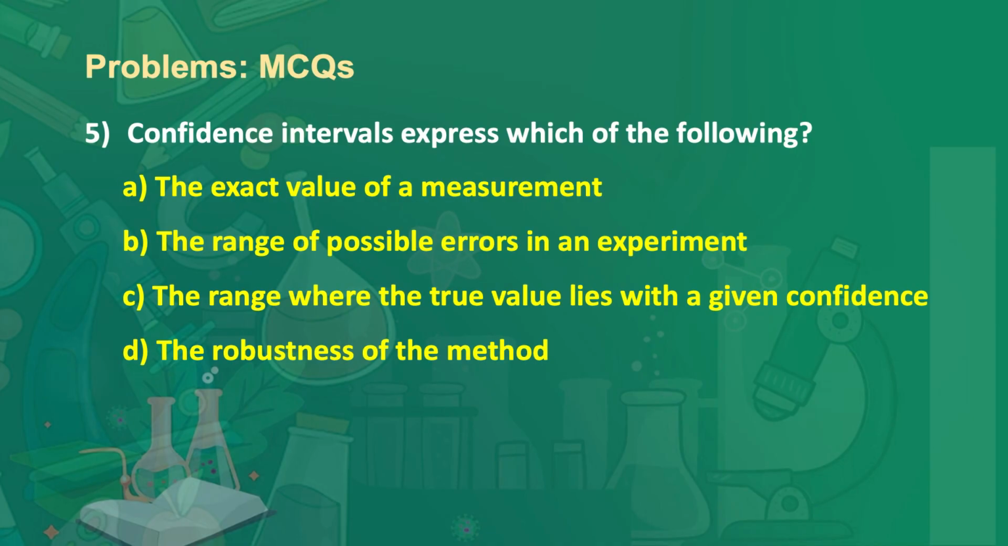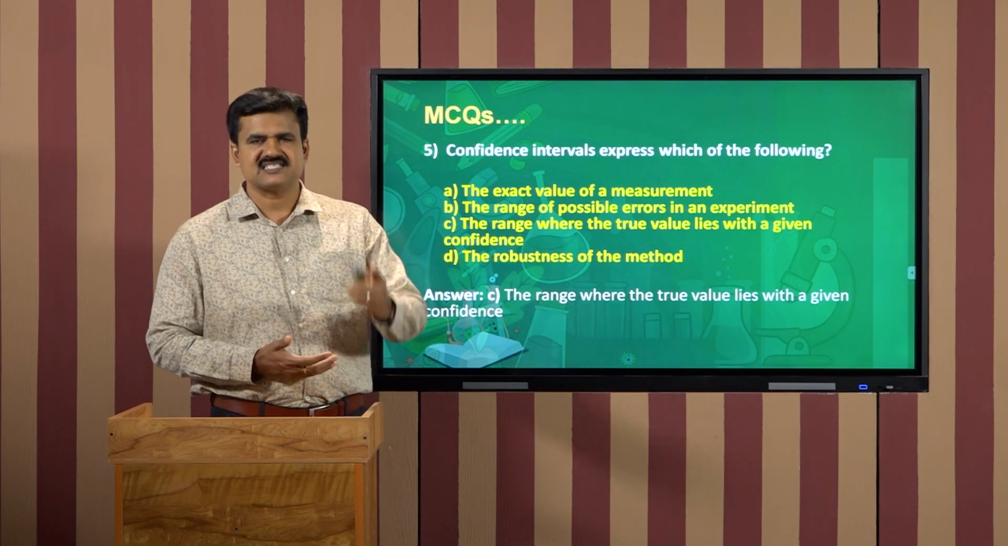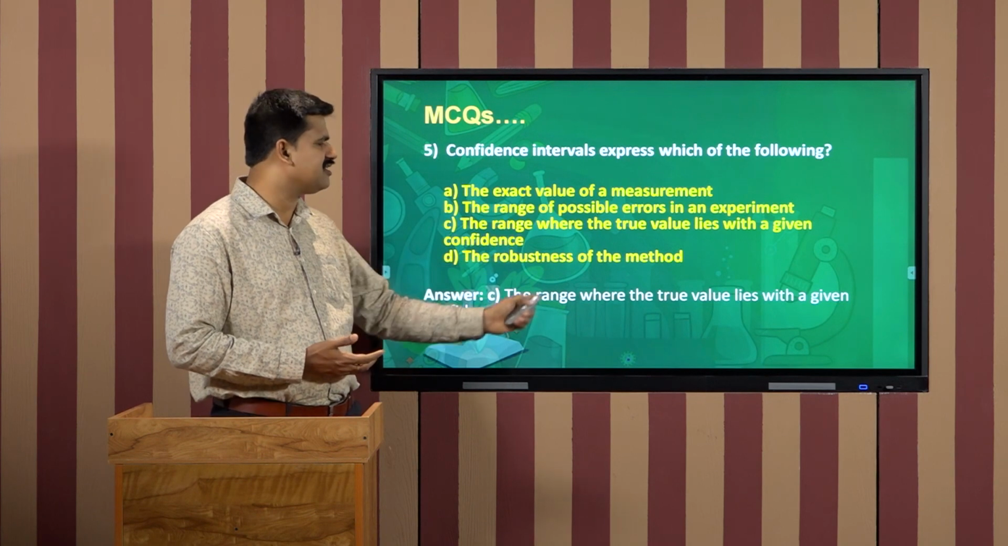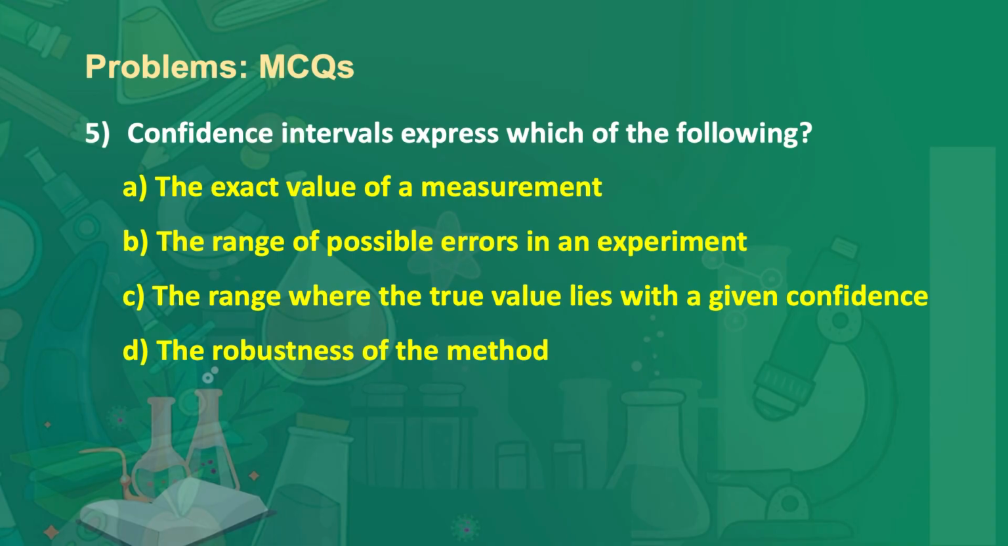This is another problem. Confidence interval expresses which of the following? These are the options: the exact value of a measurement, the range of possible errors in an experiment, the range where the true value lies with a given confidence, the robustness of a method. These are the options in front of you. On careful analysis, we will get the right answer as option C, the range where the true value lies with a given confidence.